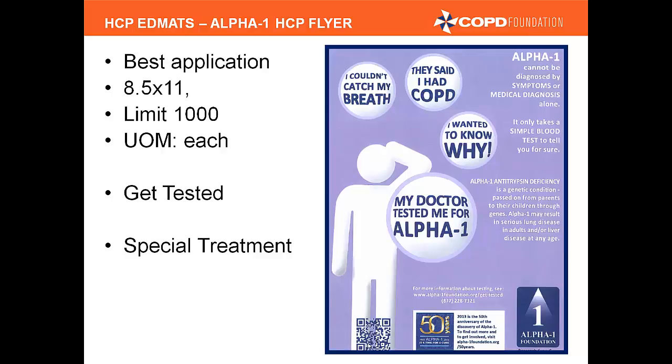Next up is the Alpha One Healthcare Professional Flyer. So this is targeted directly for the healthcare professionals. We commonly distribute this at conferences and COPD Foundation staffed events. This is an 8.5 by 11 sheet. It comes with the limit of 1,000 and they're ordered individually.